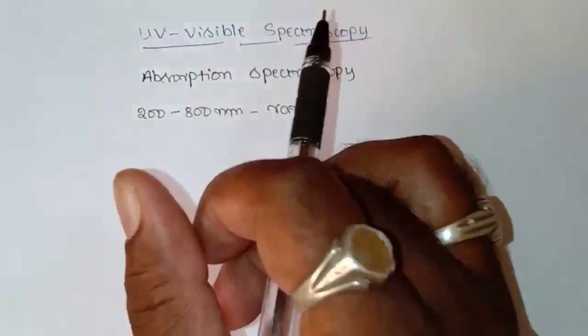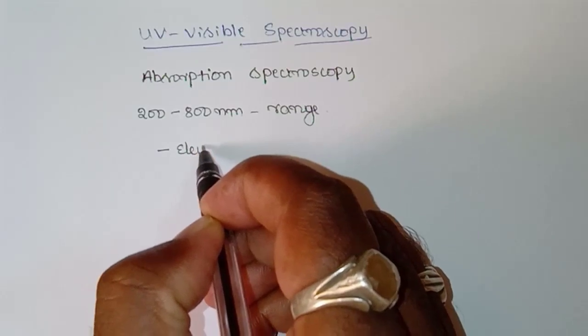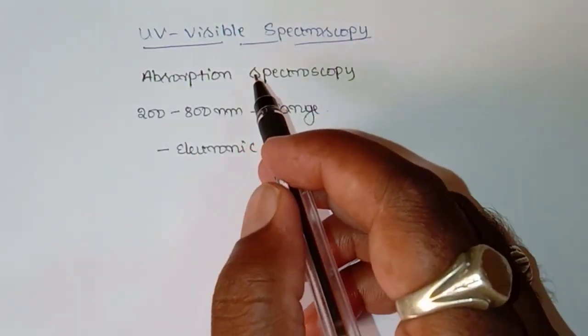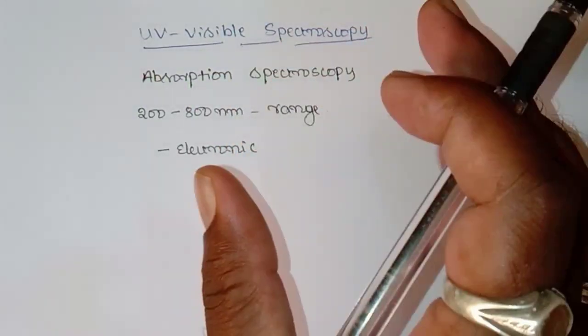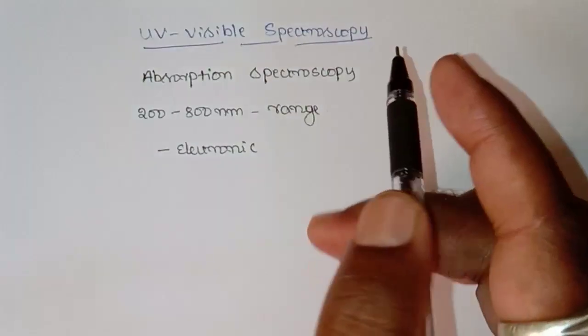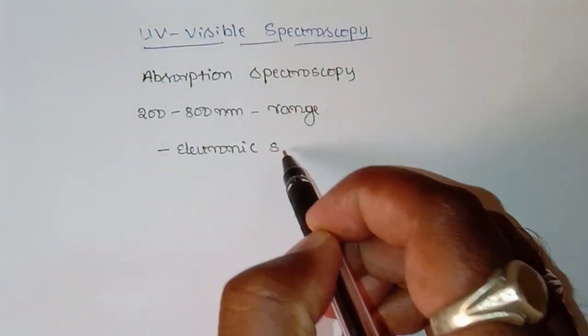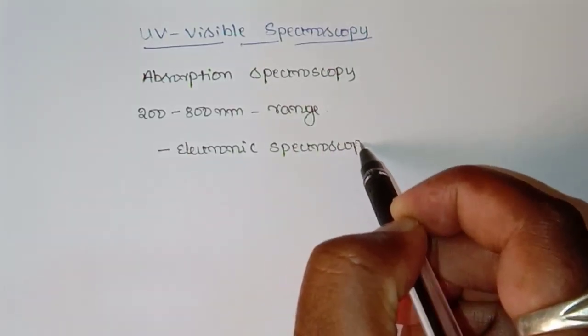And this is the reason why UV visible spectroscopy is also called electronic spectroscopy, as said earlier, since it involves excitation and de-excitation of electrons, and that gives the changes in the electronic energy of a molecule. That's why UV visible spectroscopy is also called electronic spectroscopy.